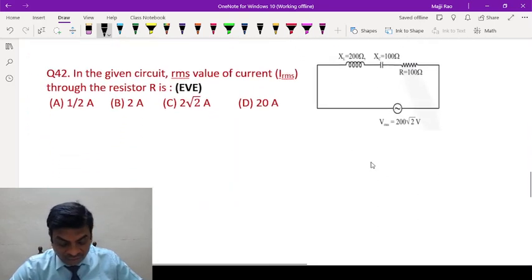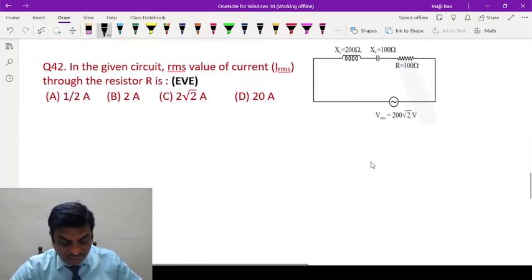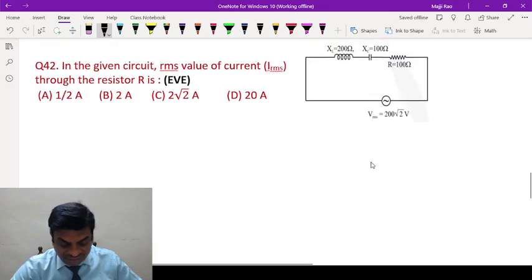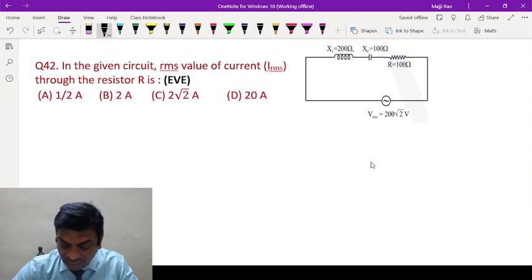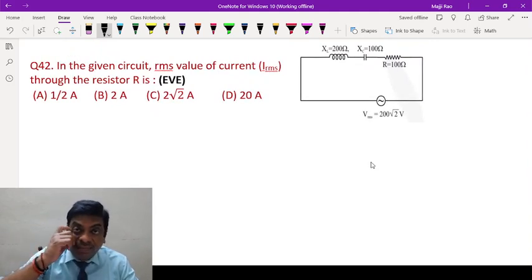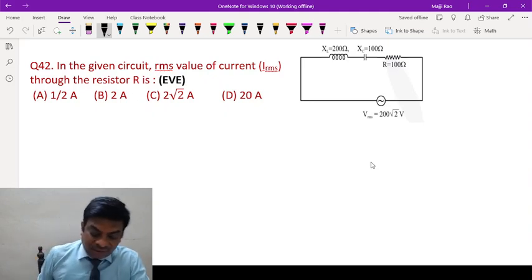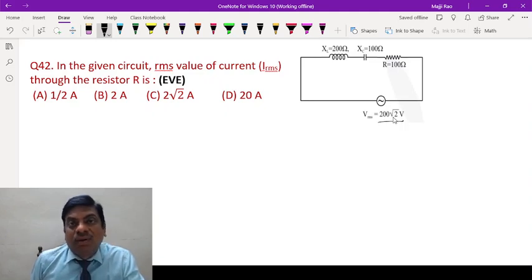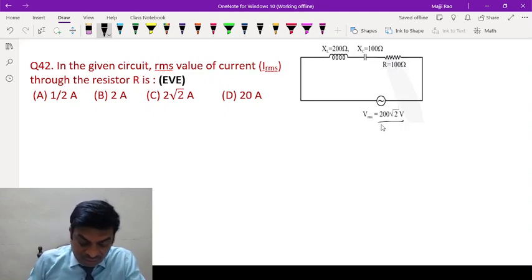Then moving on to the next question. In the given circuit, the RMS value of current through the resistor is? Now, this is a very simple question, students. You just have to find the net impedance of the circuit, and you know the voltage applied. Voltage upon net impedance will give you the total current.